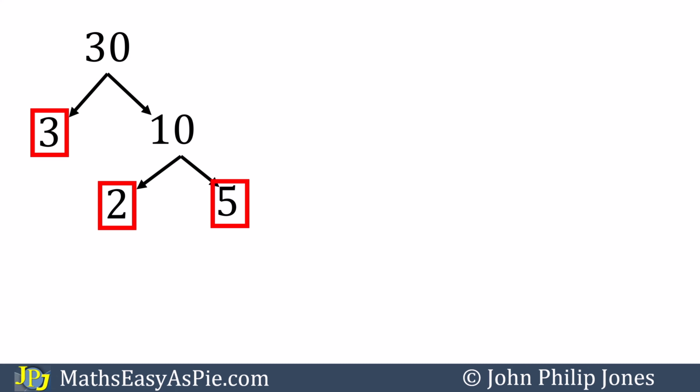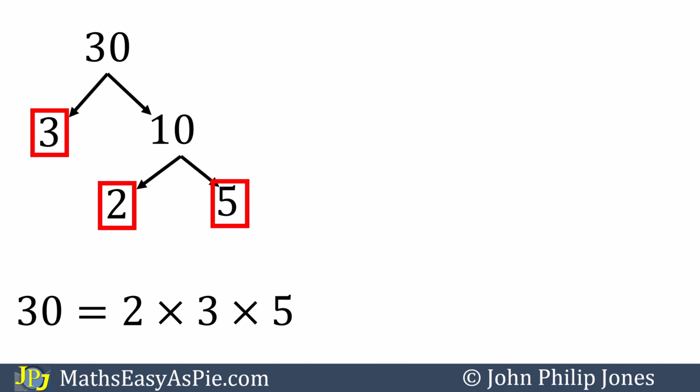Now, because all of these are prime numbers, we know we don't carry on with any of the branches, but we can see that if I were to multiply the 2 by the 3, we get 6, and if I multiply that by the 5, we end up with 30. So we can see that 30 equals 2 times 3 times 5, which were taken from the factor tree above.